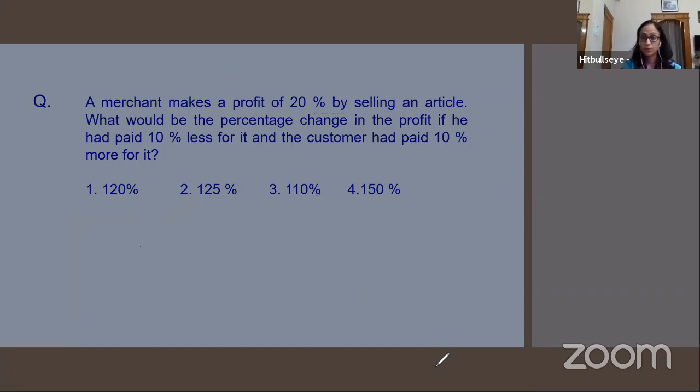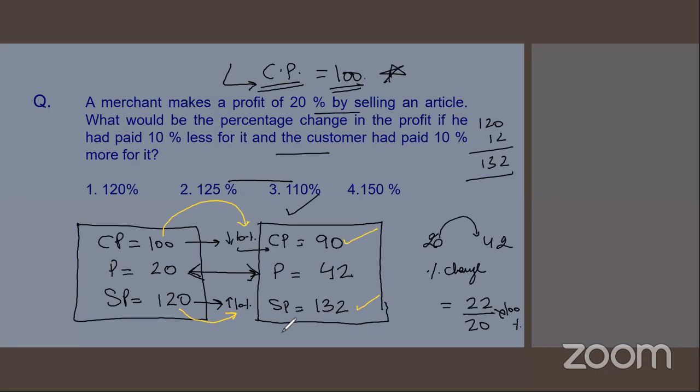Aditya, please ask what you want to ask. Ma'am, instead of taking 100, ma'am, couldn't we just simply equate the percentages, like 32% would have been what the customer would have been paying extra and 10% is what the merchant would be receiving less. So net difference was 42%.